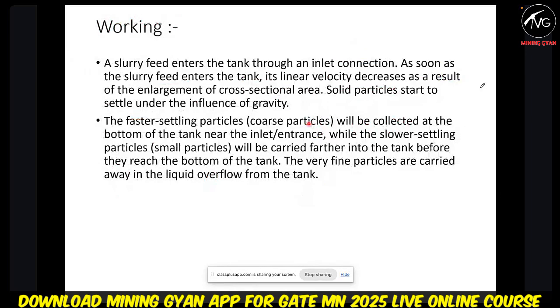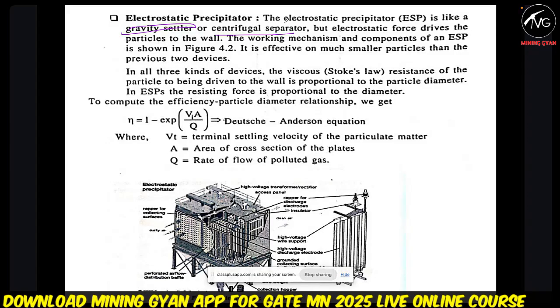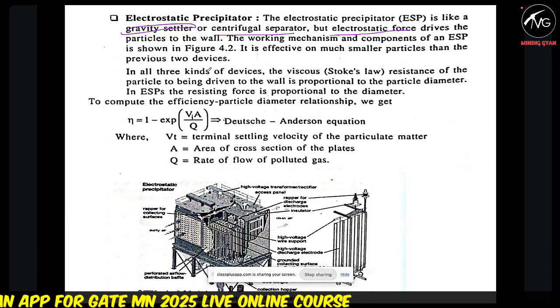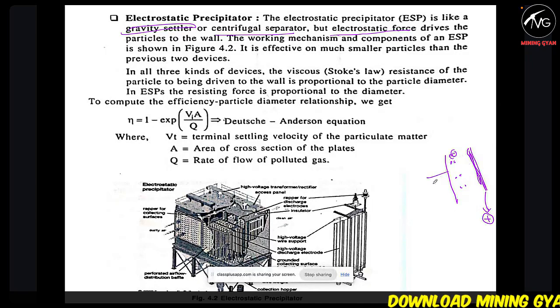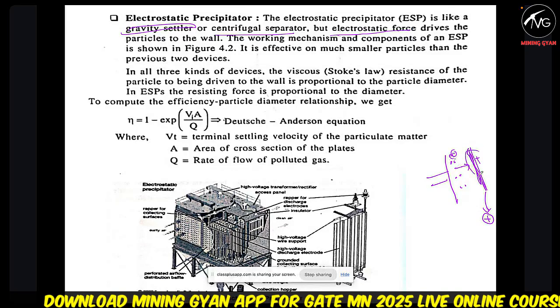Now, the electrostatic precipitator. It is also like the gravity settler or centrifugal separator, but in this method, electrostatic force drives the particle to the wall. Suppose you have a particle that is electrically negative, and you have placed a plate or wall here that you connected to the positive or the earth. So when you connect, it will go this side. It is positive and negative, so it will be neutral.